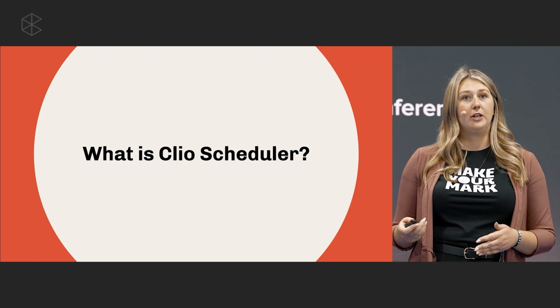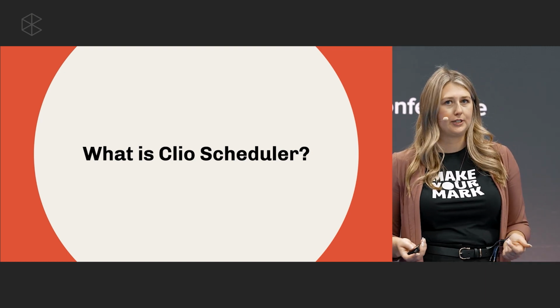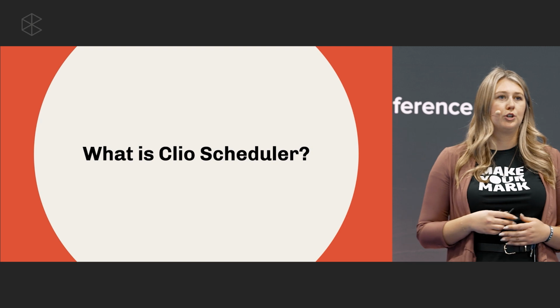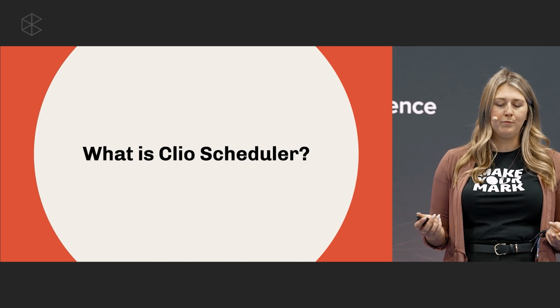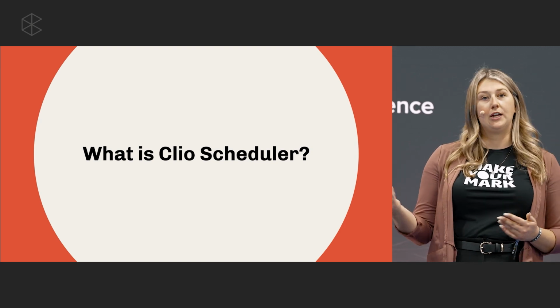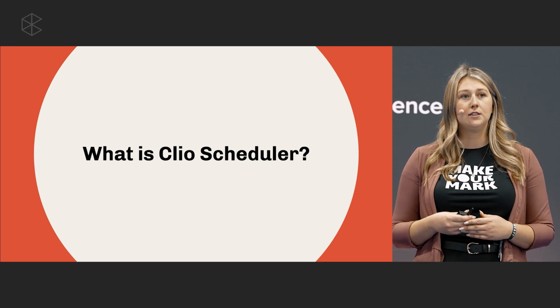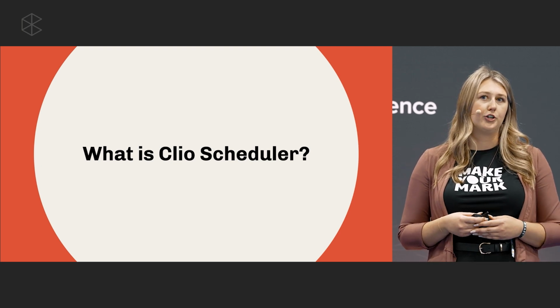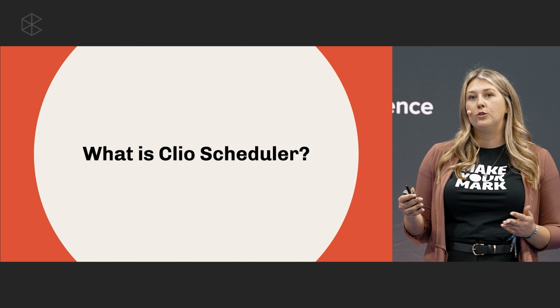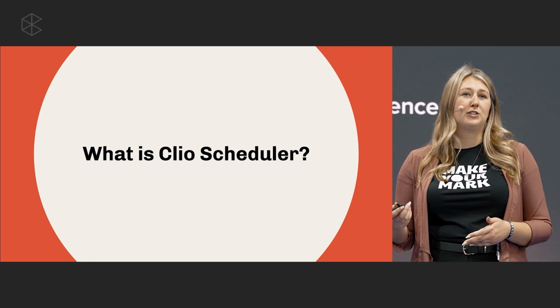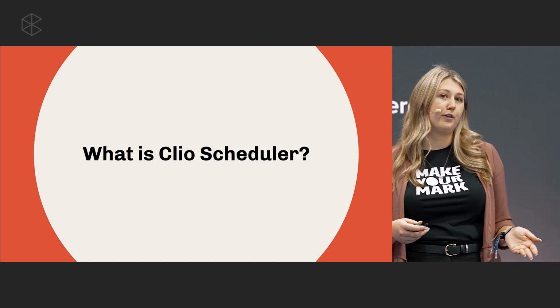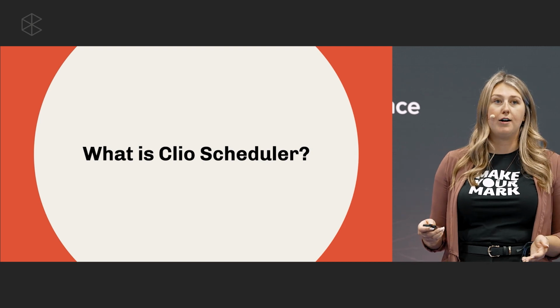For those who may not be familiar, let's quickly go over what is Clio Scheduler. So Clio Scheduler is a function of Clio Grow that allows you to send a booking link to potential or existing clients to book a meeting with you directly in your calendar. This can be used in emails, text messages, or you can post it publicly on your firm's website or Google My Business profile.